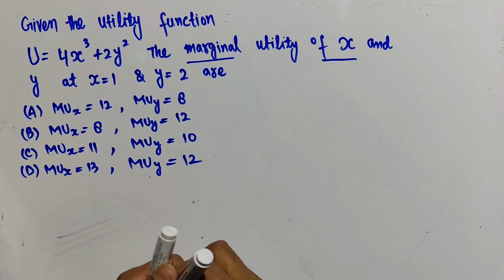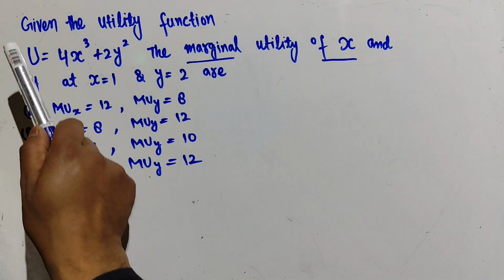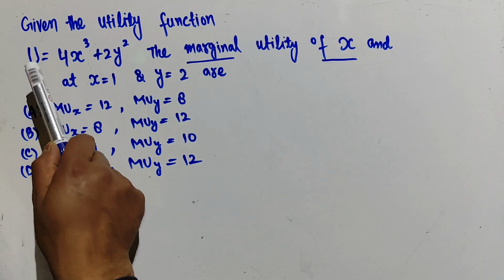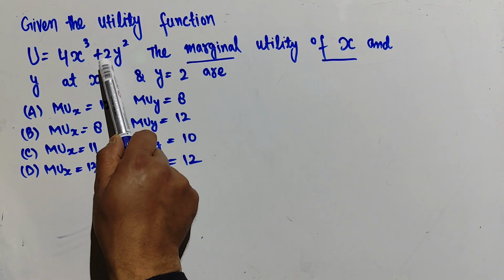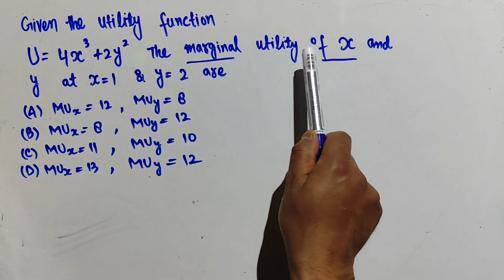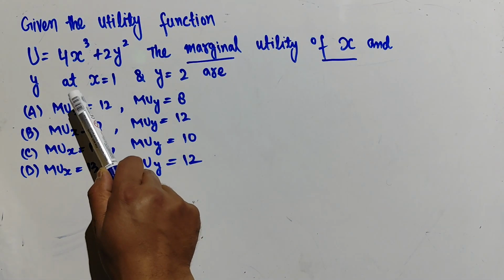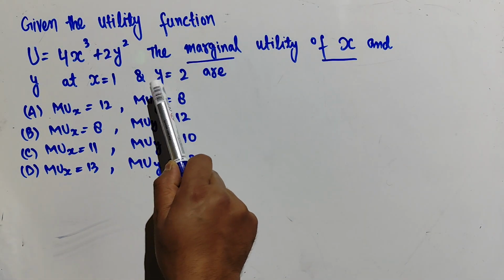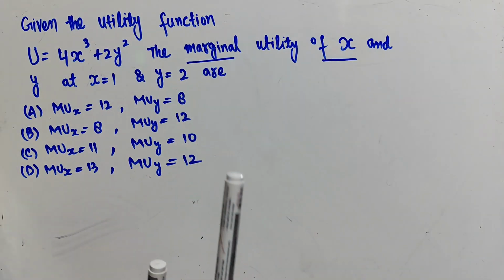Solve a question on marginal utility. The question is, given the utility function u is equal to 4x cubed plus 2y square, find the marginal utility of x and y at x is equal to 1 and y is equal to 2. Options are being given. We need to find out the correct option.